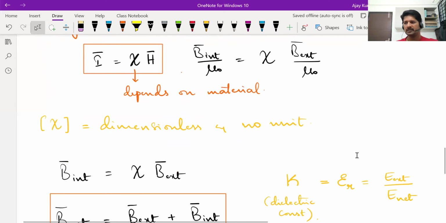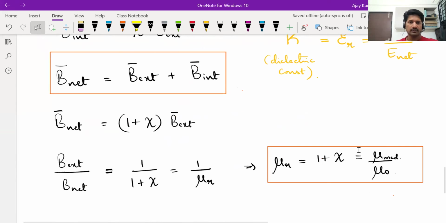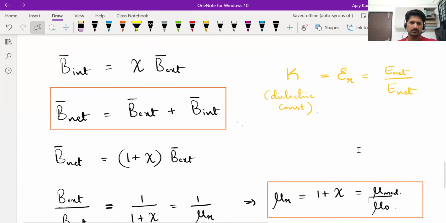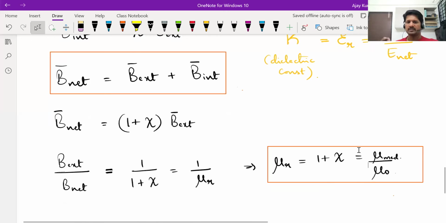But remember, susceptibility is not directly analogous to dielectric constant. It's not relative permeability. When you take the net field, it is the external field plus the internal field, a vector sum. So you can write net field is (1 plus x) times the external field. That 1 plus x is what we call mu, so mu becomes 1 plus x.